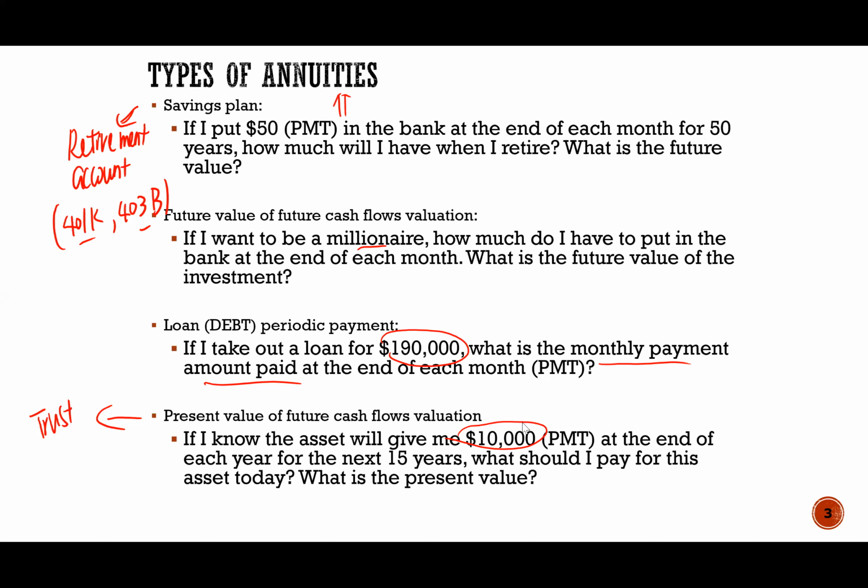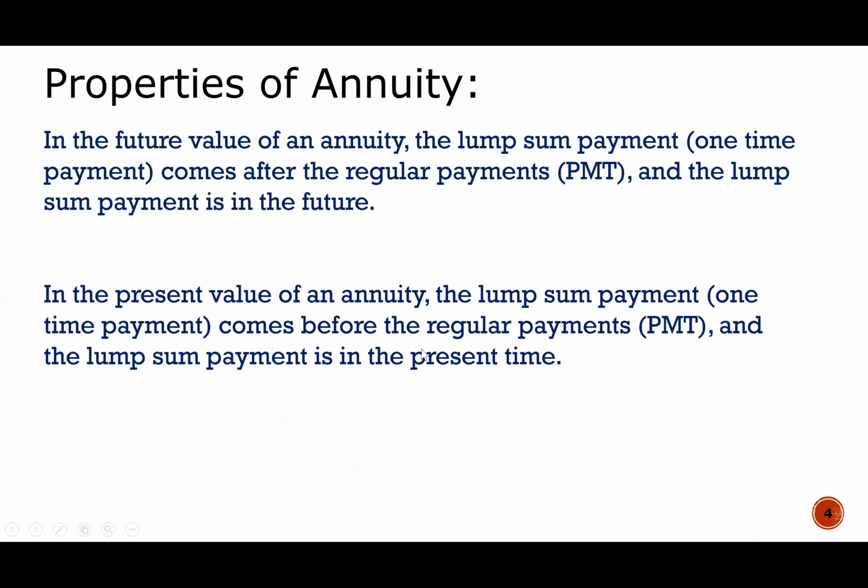Now let's take a look at the properties of annuities. We have two types of annuities. One of them is the future value of annuities. One of them is the present value of annuities. So you look at the mortgage or car loan.